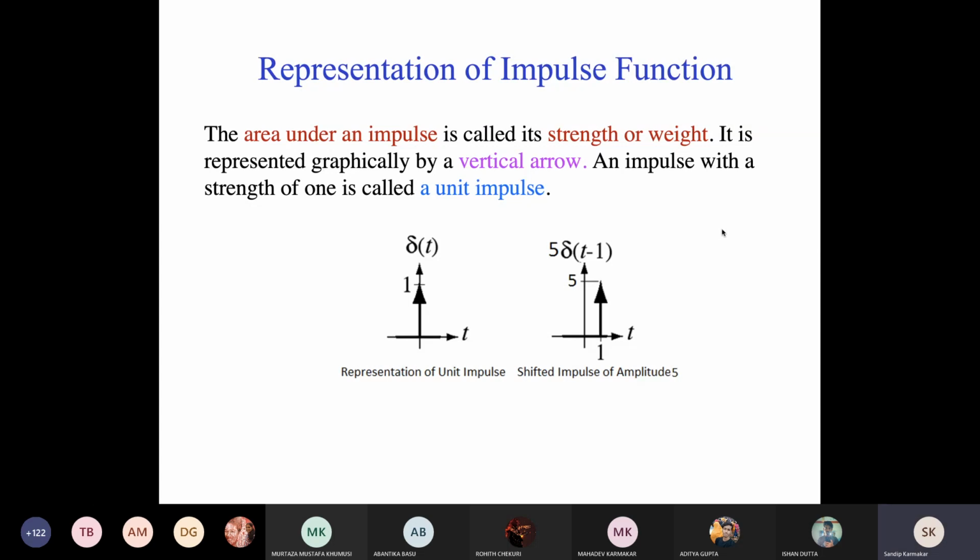T greater than, equal to, or less than 0. All other values are zeros. And for an impulse at 5, the value will be 5 delta t. The value at t equal to 0 will be 5. And for a shifted impulse function, we will see the shift later on. So the unit shifted impulse function is given by 5 delta t minus 1.